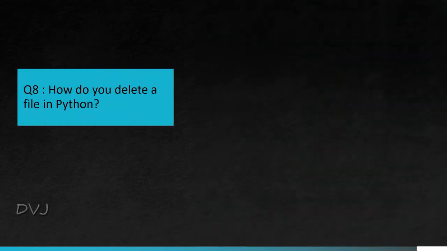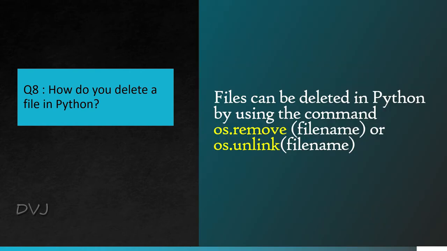Question number 8. How do you delete a file in Python? Files can be deleted in Python by using the command os.remove(filename) or os.unlink(filename).